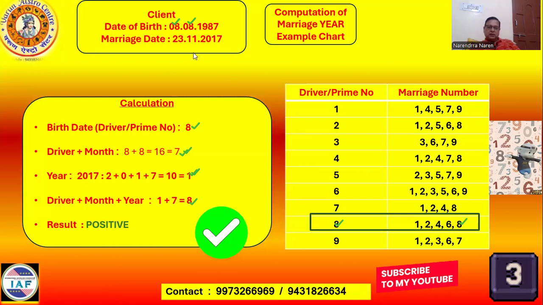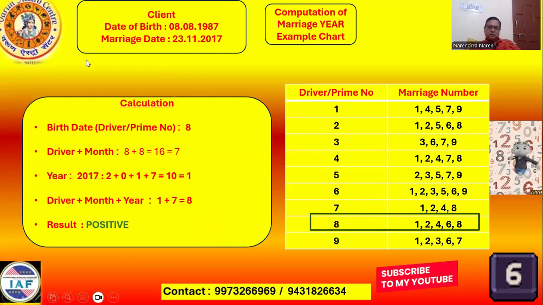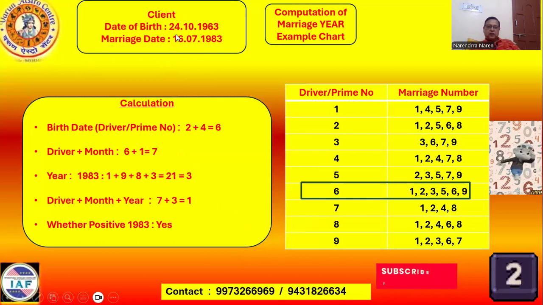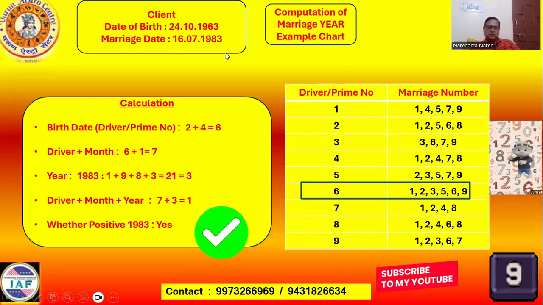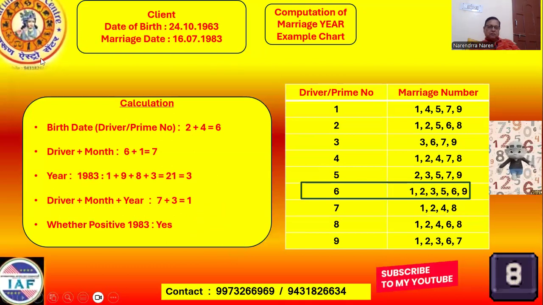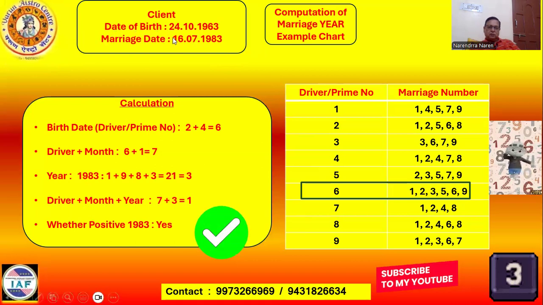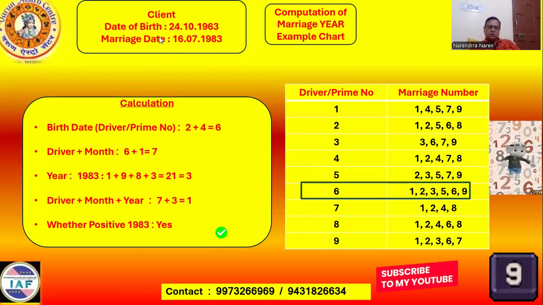Now we take another chart. We shall go fast now because I understand that you could have followed it. So let us see another chart. This is 24th October 1963 and the marriage date is 16 July 1983. So 6383. When we add together 2, 4, we are getting 6. When we take this 2, 4 and 10 together, we are getting 7.